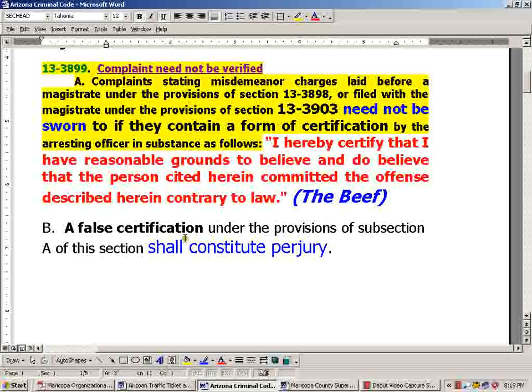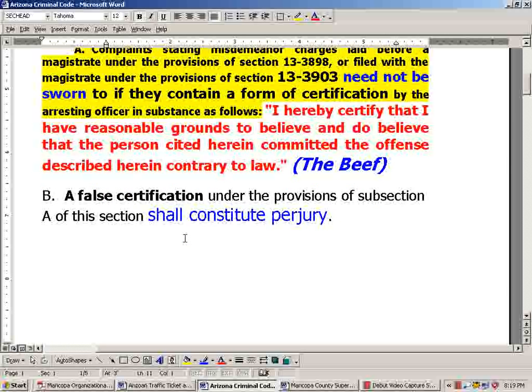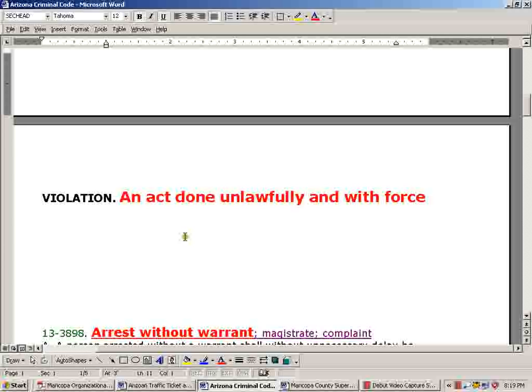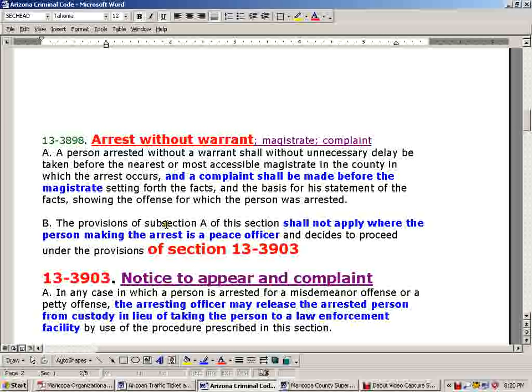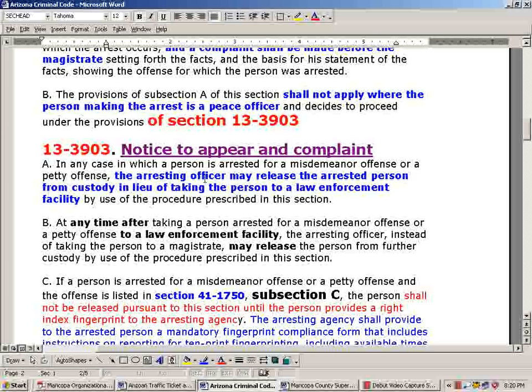It's a falsehood. Falsehoods get heard in courts of chancery. It's a matter of faith and sin. Yeah, violation. An act done unlawfully and with force. Right? And they pulled you over for having a blown headlight or something. I don't see any force there. Yeah, this was arrest without warrant. Notice to appear and complaint.